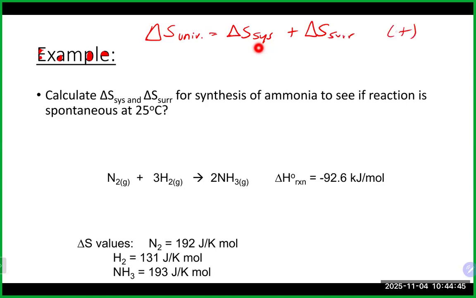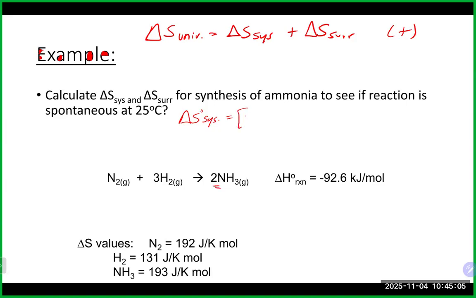And we're looking for really a positive outcome for that in order for it to be spontaneous. So we could calculate both of these components. We'll start with the delta S of our system, which is our surroundings. I'm sorry, which is our reaction. And we're going to take our products here.